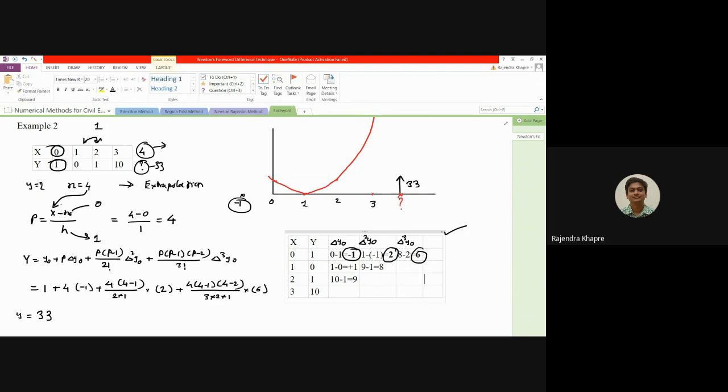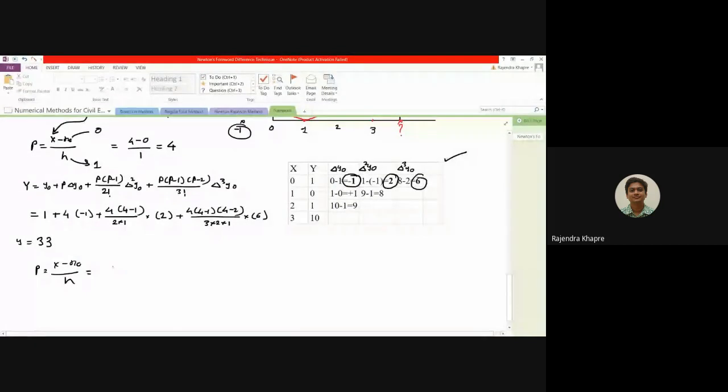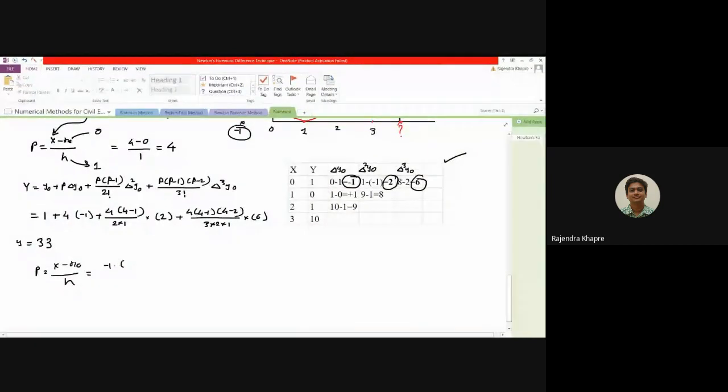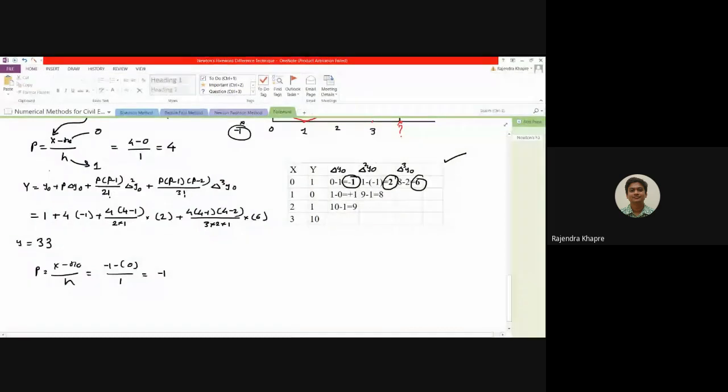In this particular case, your p value is x minus x0 divided by h. So the x value will now be minus 1, x0 will be 0, divided by 1. So this is going to become minus 1. This entire thing will remain the same, only the value of p has changed. Give me the value of y then. Minus 4.